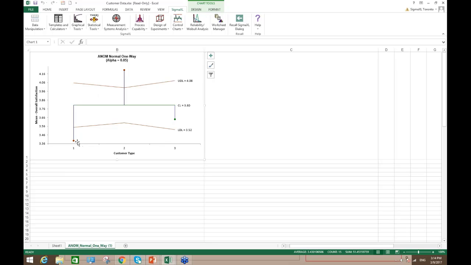And here we see that customer type 1 has a significantly low mean customer satisfaction, and customer type 2 has a significantly higher mean satisfaction. That's, of course, as compared to the grand mean. So in an ANOVA, you're doing pairwise comparisons, and here in the ANOM, you're comparing against the grand mean, or the overall average. And they really do complement each other. It's looking at the data from a different perspective, but the ANOM just makes it very easy to interpret. Okay, so that's the one-way.